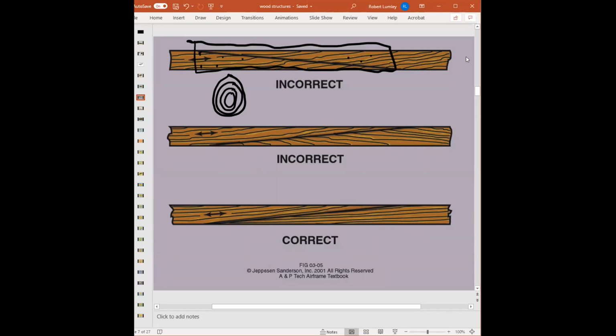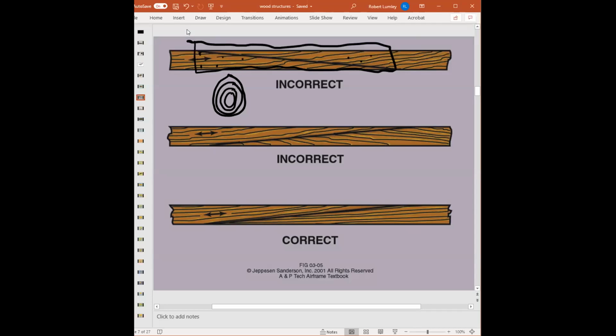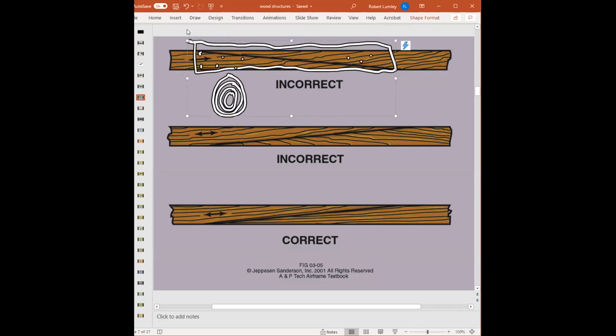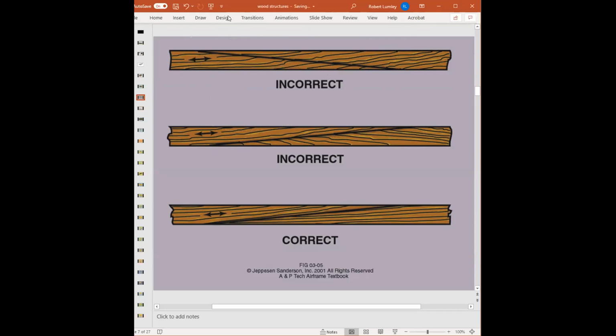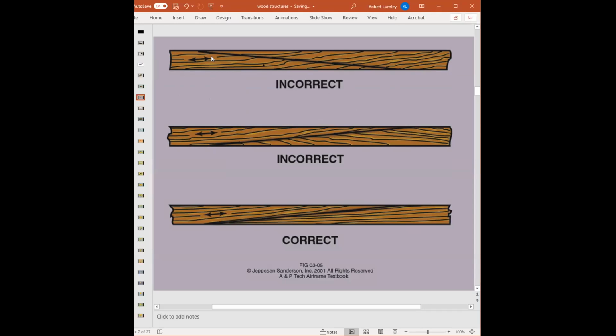All right. So let's say we have to glue these two pieces together. And I need to get rid of this again now. Okay, so we're going to glue two pieces together because we need a longer piece. Now, the top one here says incorrect. Why is it incorrect? Why is this one incorrect, but this one is correct?